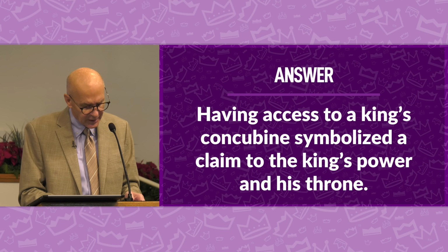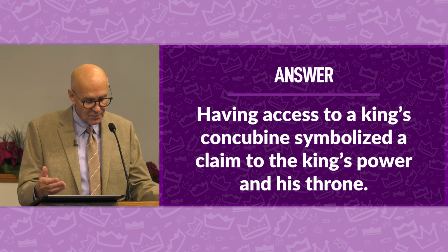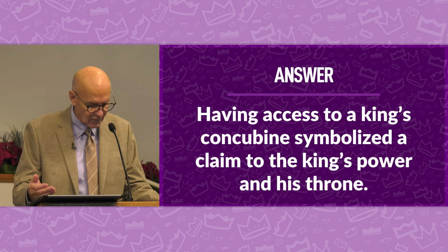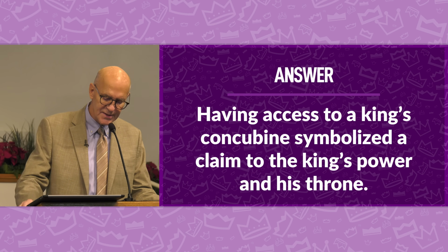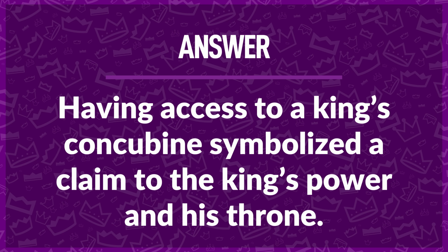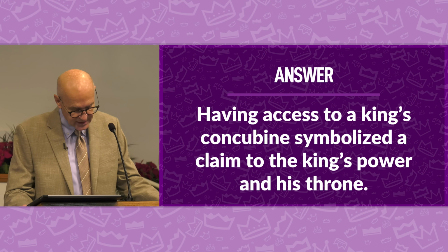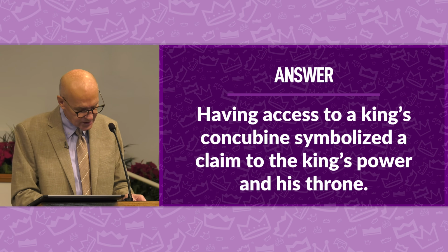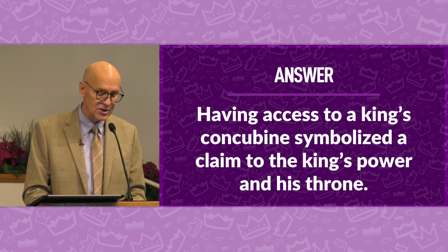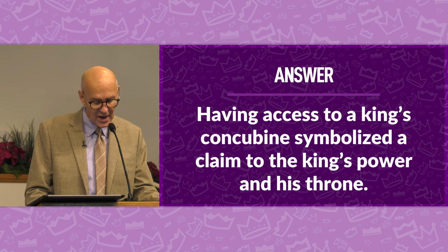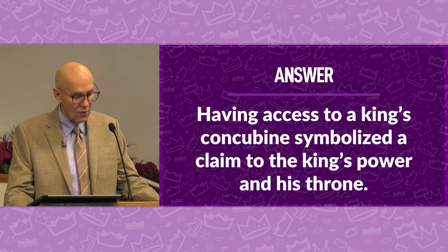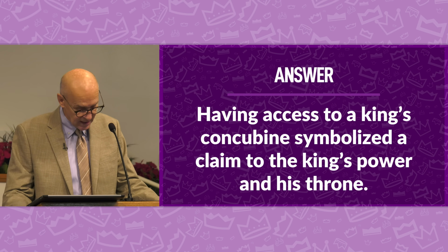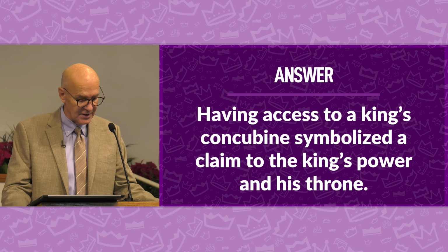It carried political implications. Concubines were often considered part of the royal household, and having access to them could symbolize a claim to the king's power and the king's authority. In the case of Abishag, who had been David's attendant, Adonijah's request to marry her in 1 Kings chapter 2, verses 13 to 25, could be interpreted as an attempt to strengthen his claim to the throne, especially since he had previously attempted to declare himself king.